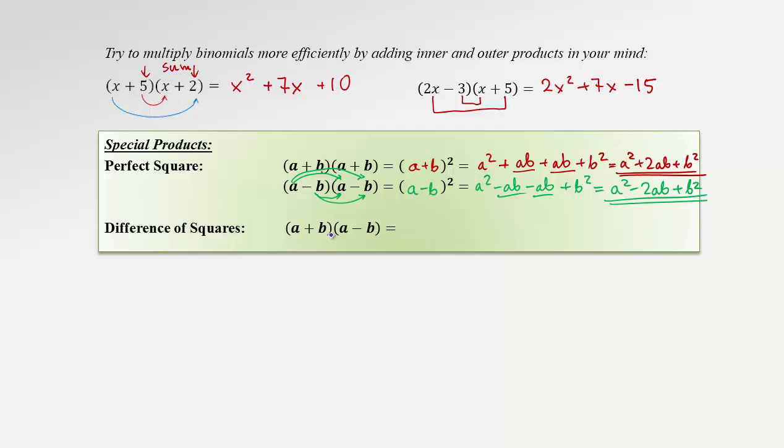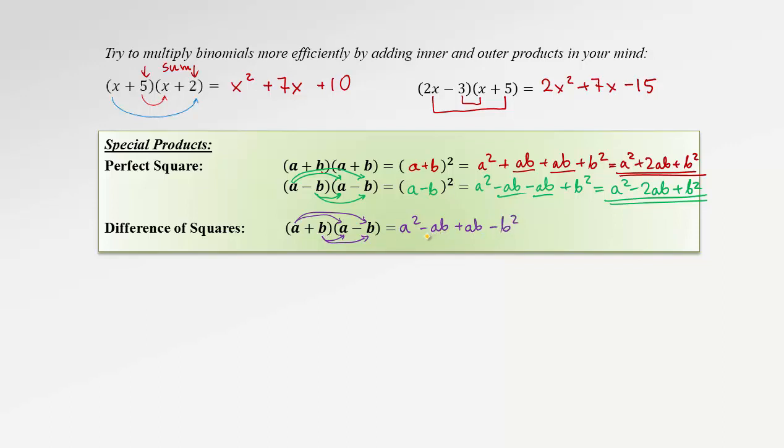This time, if we multiply two brackets with exactly the same terms, but with opposite signs, we can make a really big shortcut in this multiplication. Let's observe. If we FOIL, we'll get a squared, and then a times negative b is negative ab, but in a second we multiply b times a, which is ab plus ab. Finally, b times negative b is negative b squared.